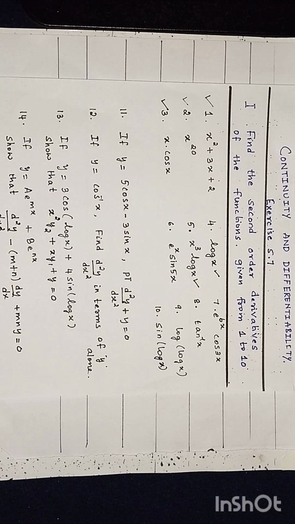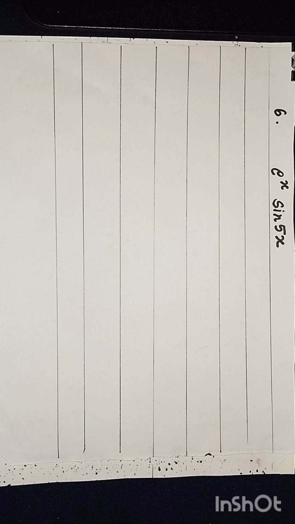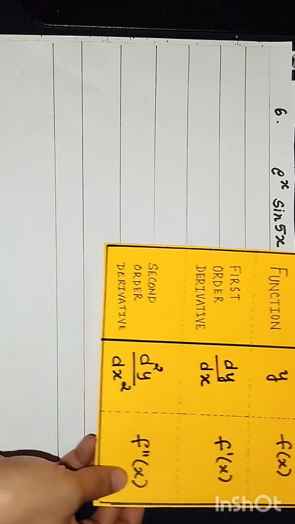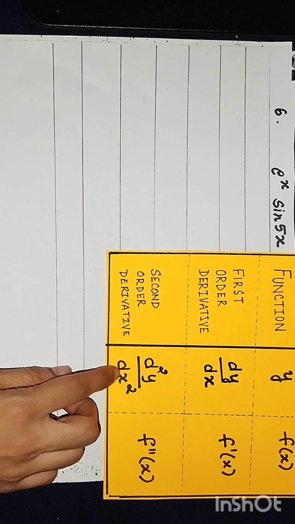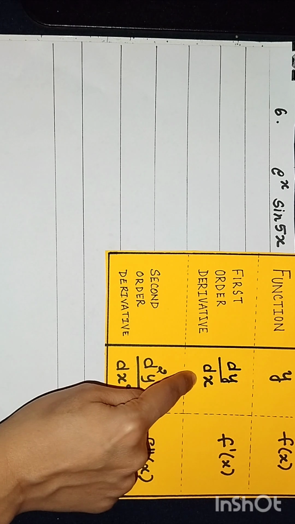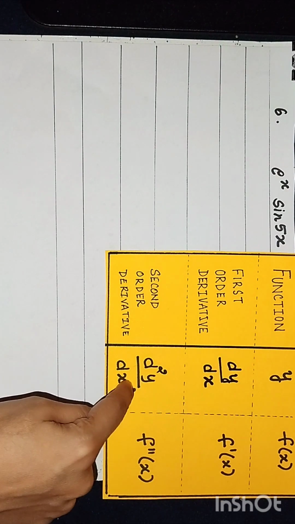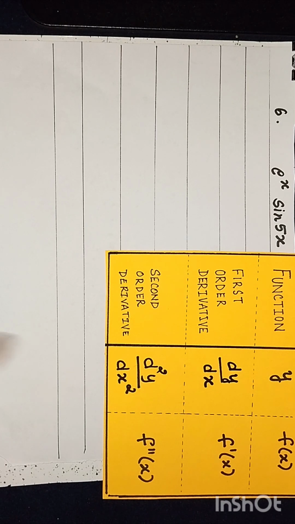Exercise 5.7, continuity and differentiability. We have completed 5 questions. Now we'll find the second order derivative of the sixth one, that is e power x sine 5x. So we have to find the second order derivative. The function is given to us. We have to differentiate and find the first order derivative, then differentiate this again to get the second order derivative.